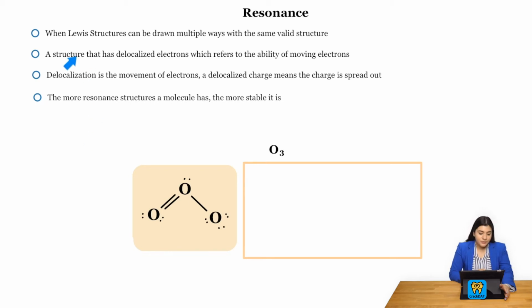Something else to note is that we will be talking about delocalization or delocalized electrons. All that is referring to is the ability to move electrons. So delocalized electrons is the ability to move electrons. And that's essentially what we're going to do now.